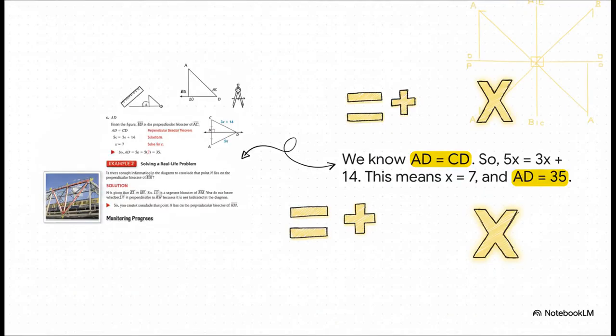And of course, we can throw some algebra in here, why not? The diagram shows us all the signs of a perpendicular bisector. That's our cue. We know it means AD has to be equal to CD. So we just set up an equation. 5x equals 3x plus 14.